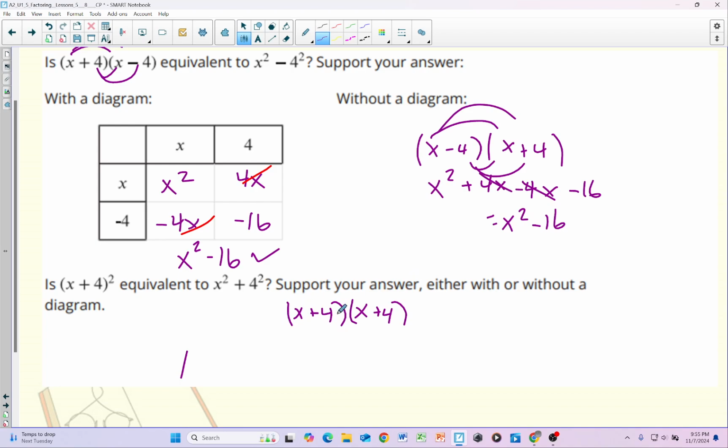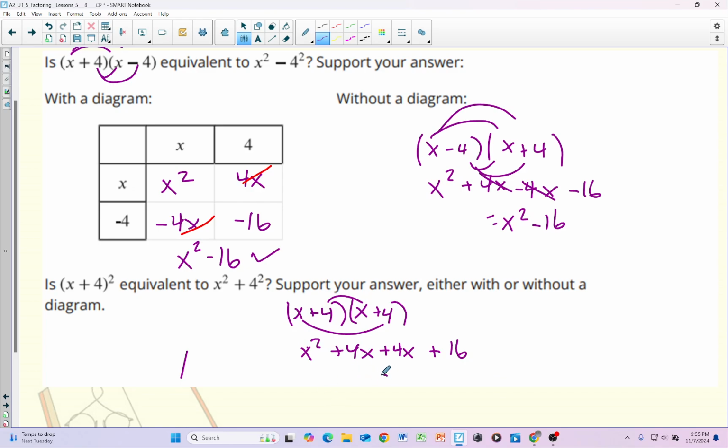So if I multiply this out, I get the x squared. But here I get a 4x. I get another 4x here. And 4 times 4 is 16. So I do get the 4 squared, 16. I do get the x squared. But what about the middle terms?